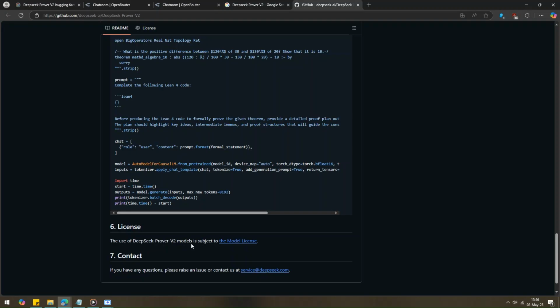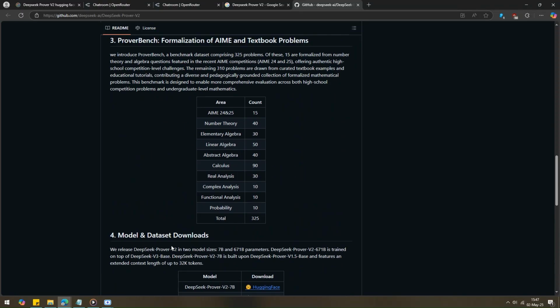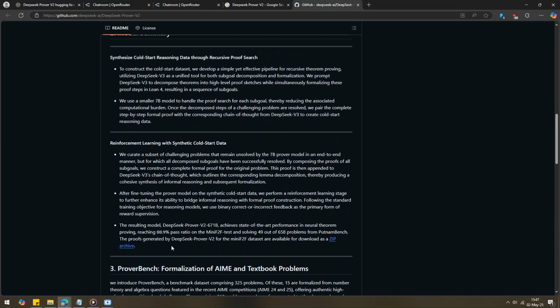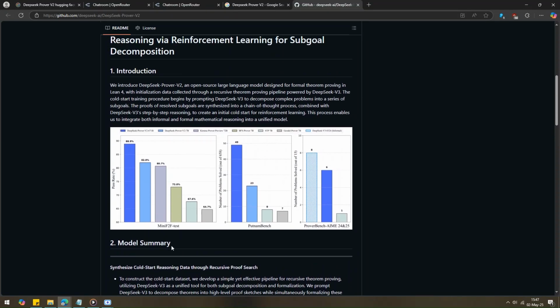One last thing, if you want to use Deepseek Prover V2, make sure to check the license. Like most open-source tools, there are some rules you need to follow. And that's it. Deepseek Prover V2 is changing the game by helping AI not just solve math problems, but also prove them in a way we can check and verify.